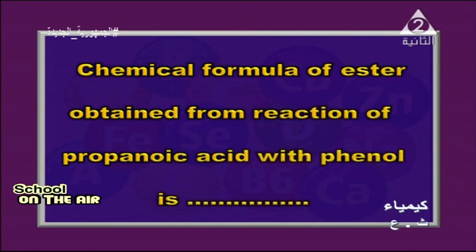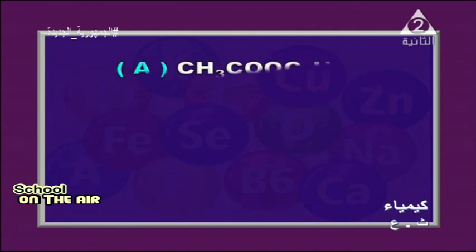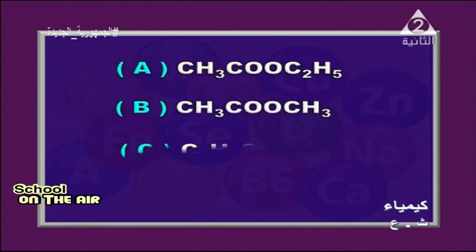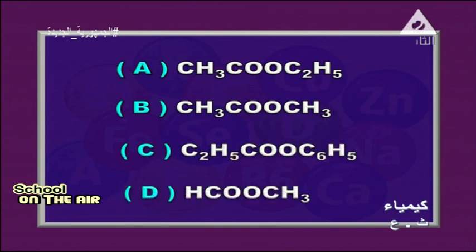Next point. The chemical formula of the ester obtained from the reaction of propanoic acid with phenol. As we know, in the reaction of an acid with an alcohol or phenol, the OH comes from the acid and the H comes from the phenol, giving out water. So the ester formed, is it A or B or C or D? If you write the equation, it will be choice C, which is phenyl propanoate ester.